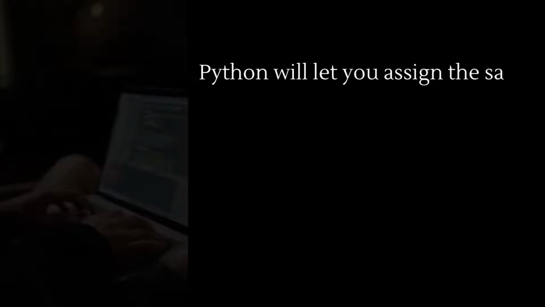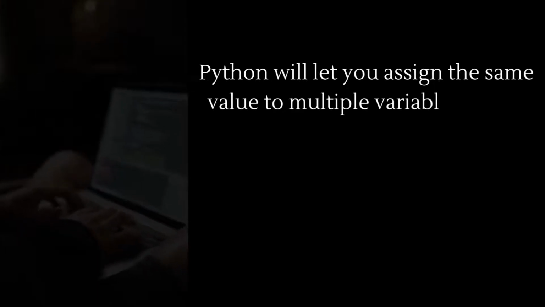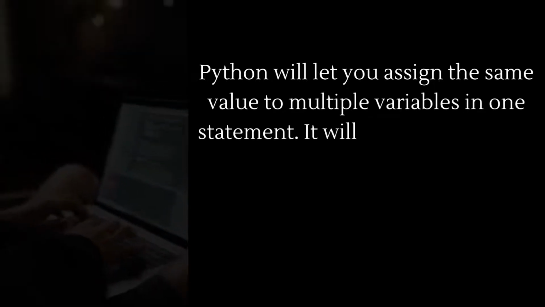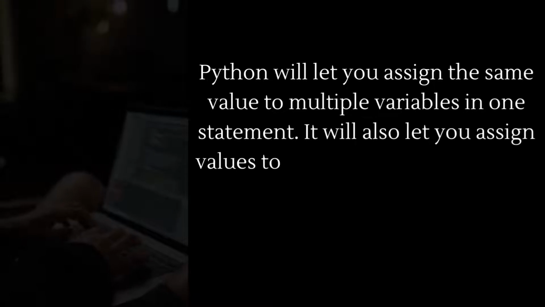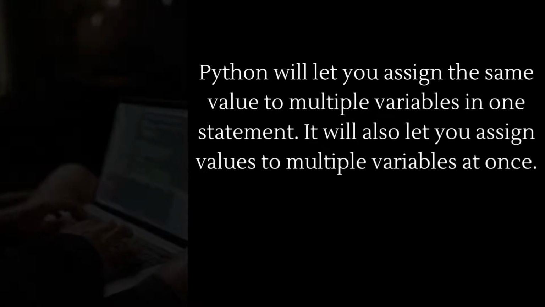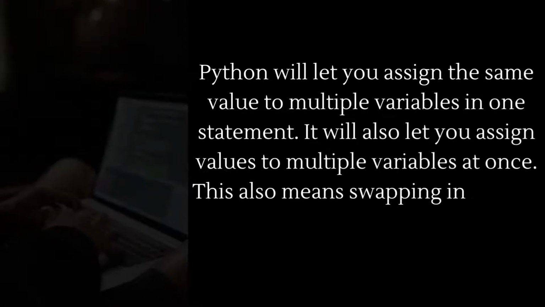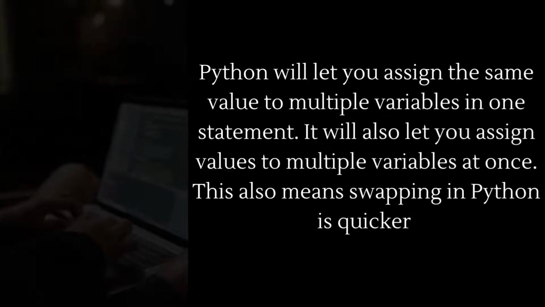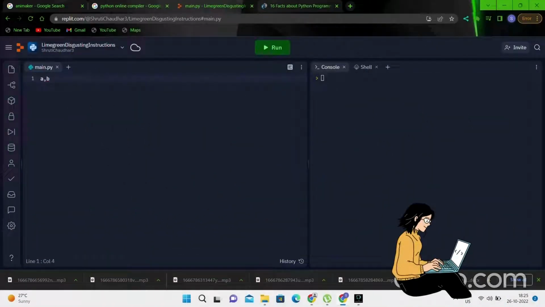Python will let you assign the same value to multiple variables in one statement. It will also let you assign values to multiple variables at once. This also means swapping in Python is quicker. We will understand it by example of swapping two numbers.